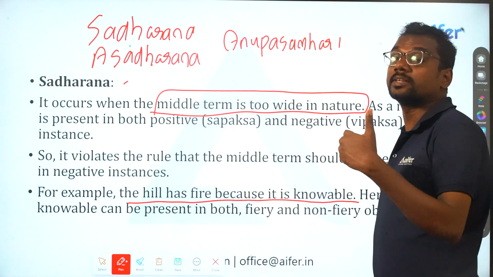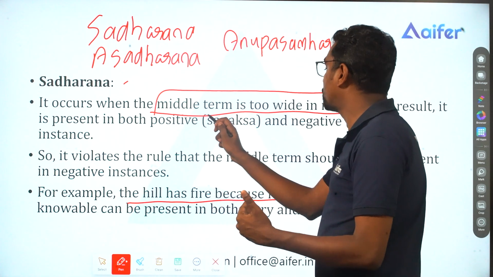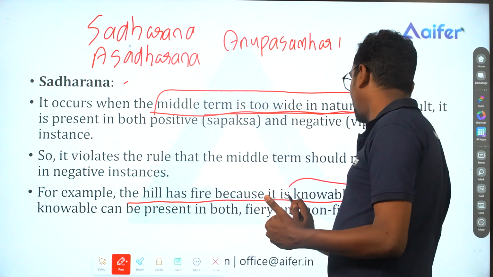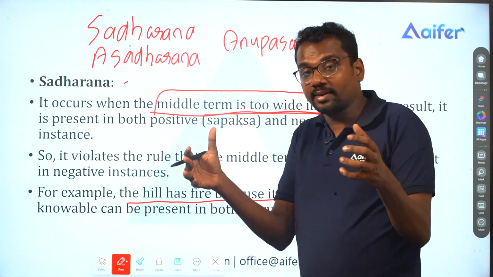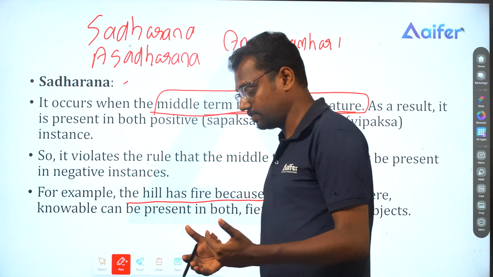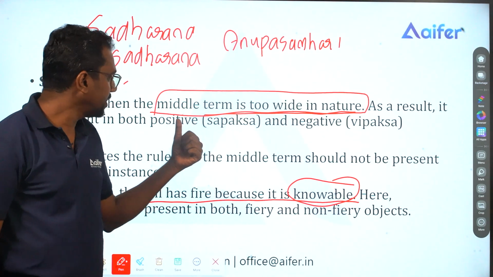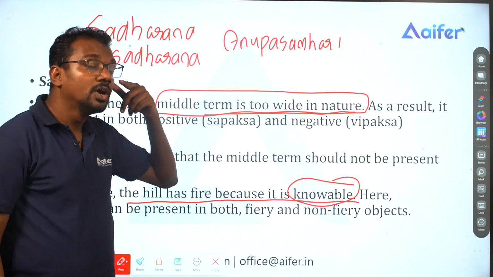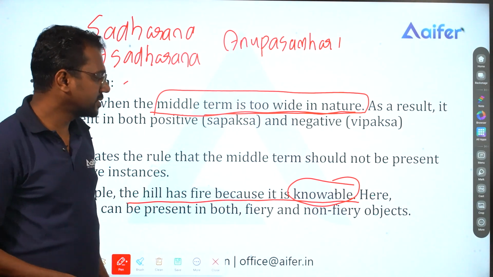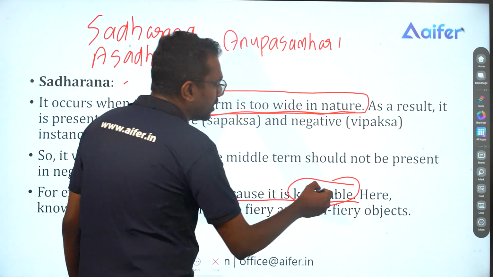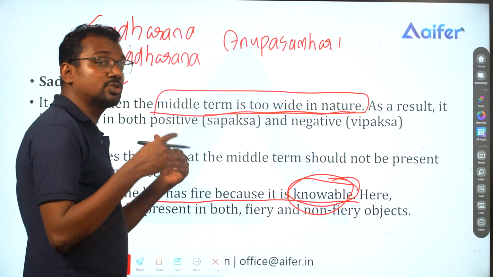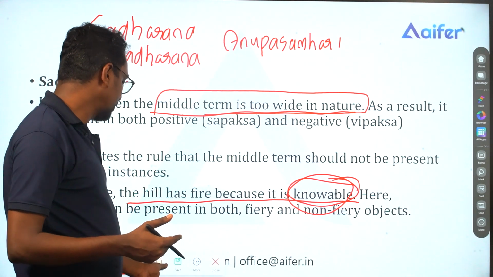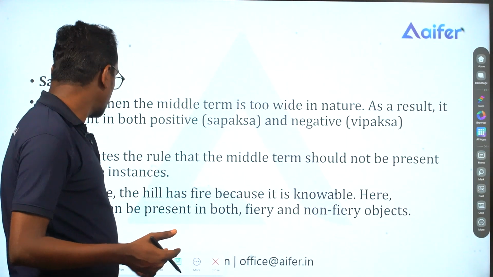So what do we mean by the middle term being too wide in nature? It means this: knowable. Knowable is something too wide. There is a lot of things that are knowable. So we have knowable, which is something that's too wide. You will be more clear when I give an example of too narrow also.